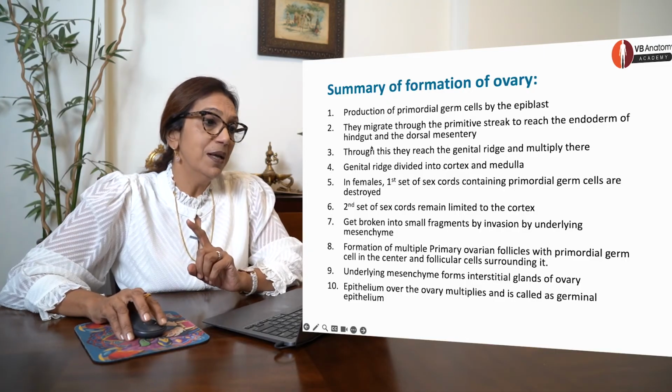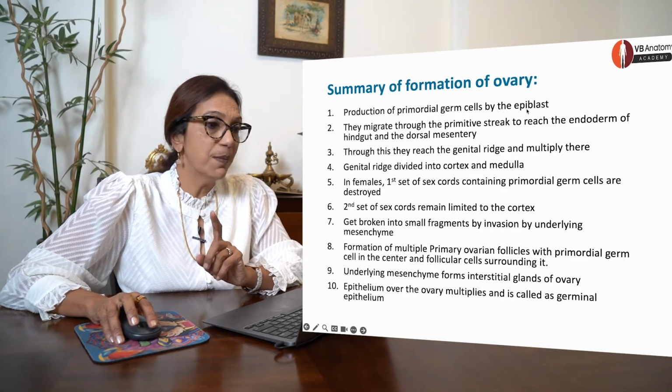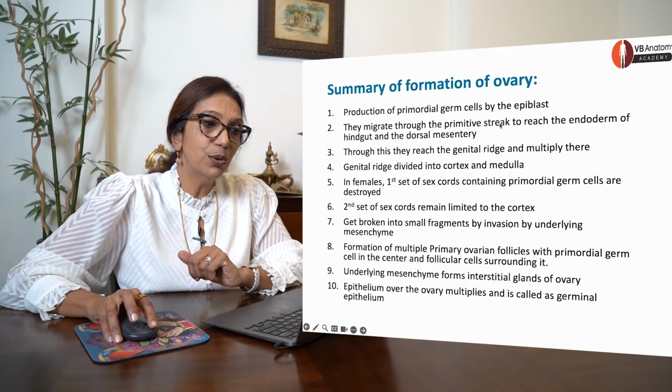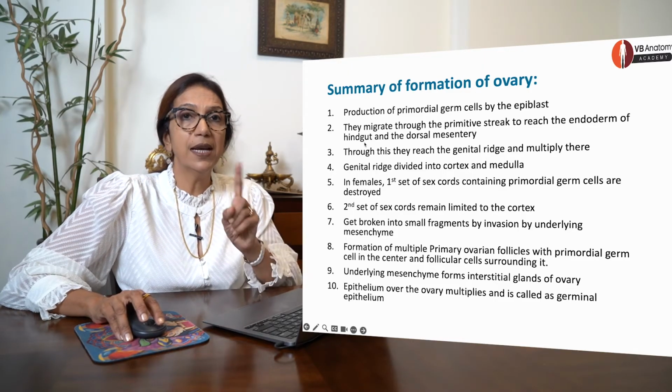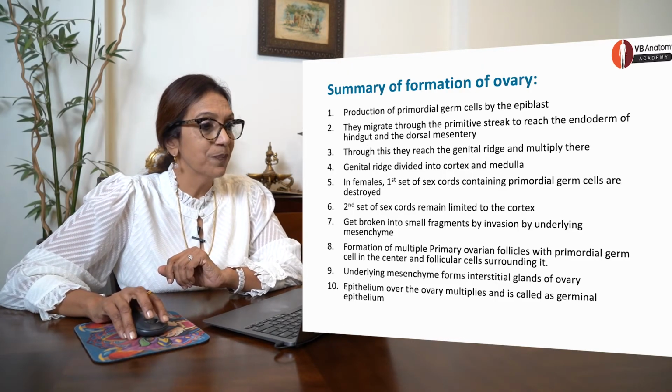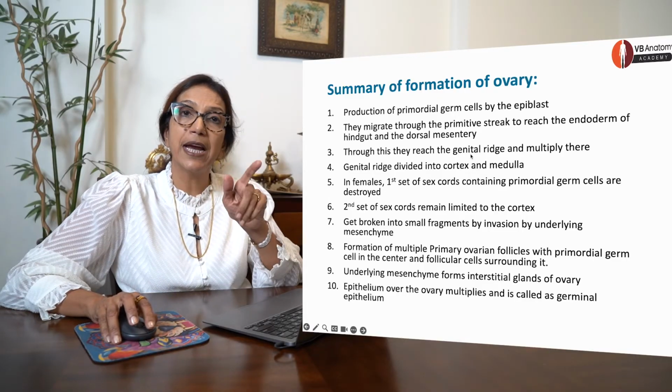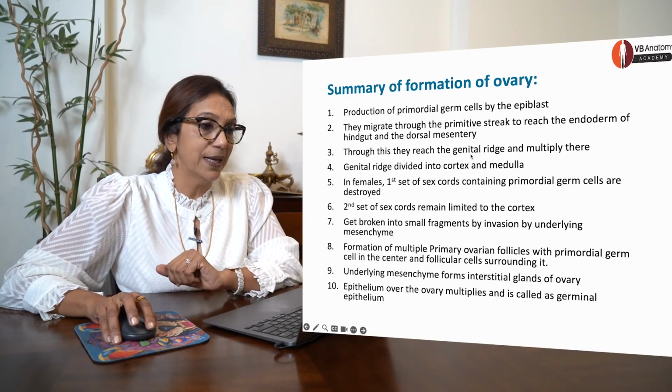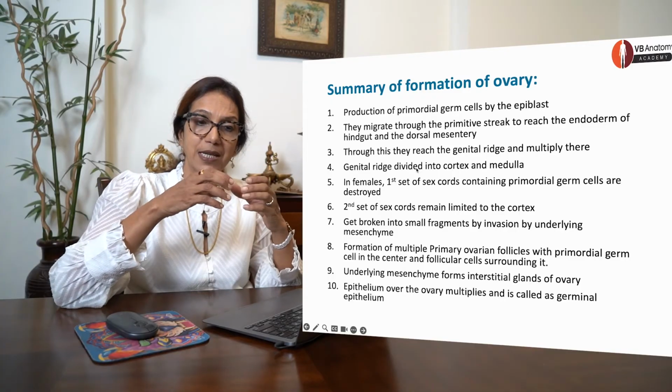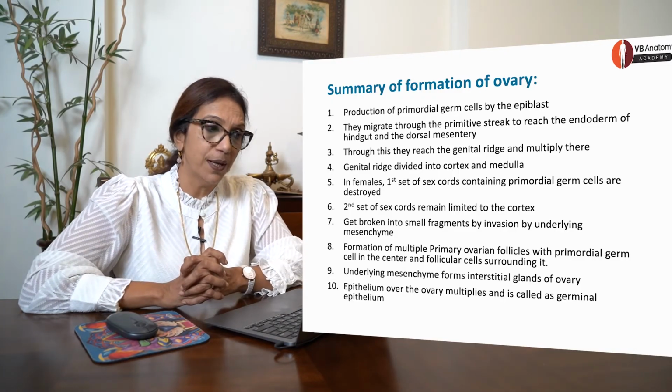So you remember, primordial germ cells were produced by epiblast. They migrate through the primitive streak, reach the hindgut and dorsal mesentery. Through this, they reach the genital ridge and begin to multiply there. In the genital ridge, you see there is a division of cortex and medulla.